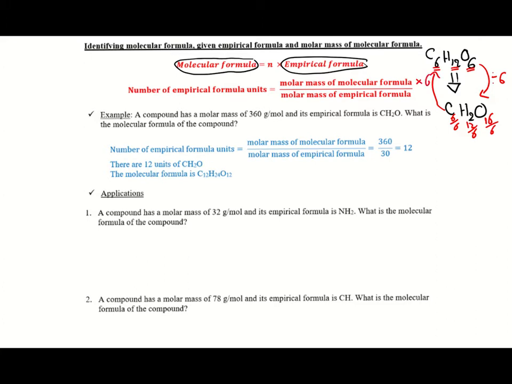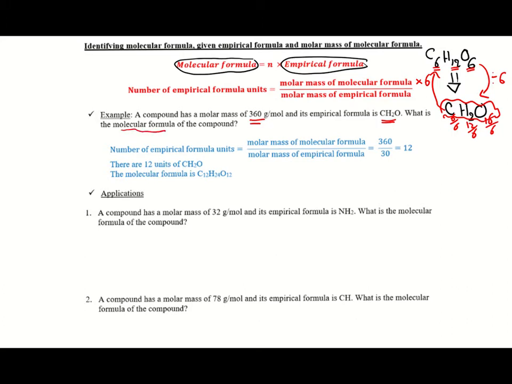This means that in order to convert from molecular formula to empirical formula, you need to divide by a number. And in order to convert the empirical to molecular, you will multiply by the same number. This number explains how many times the empirical formula is repeated. Let's take an example. If a compound has molar mass 360 and its empirical formula is CH2O, what is the molecular formula of the compound?